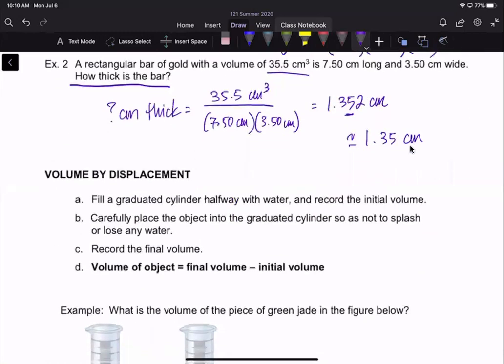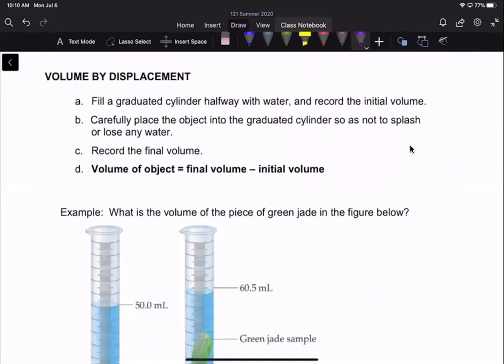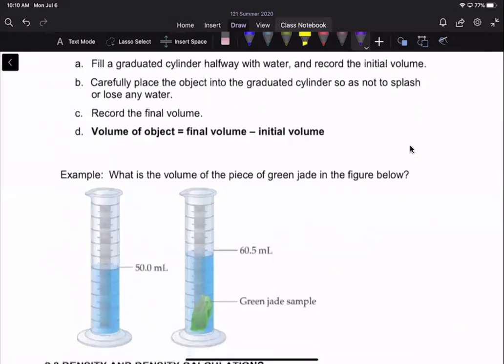When we look at volume by displacement, we will fill a graduated cylinder partway with water. Now that exact initial volume doesn't matter. What matters is that we record it correctly. So it doesn't have to be 50.0, but we do have to have a measurement that reflects the accuracy of the glassware. So that will be going to 1/10 of the smallest marking. So we take our initial value, and this one I will go ahead and label as water only.